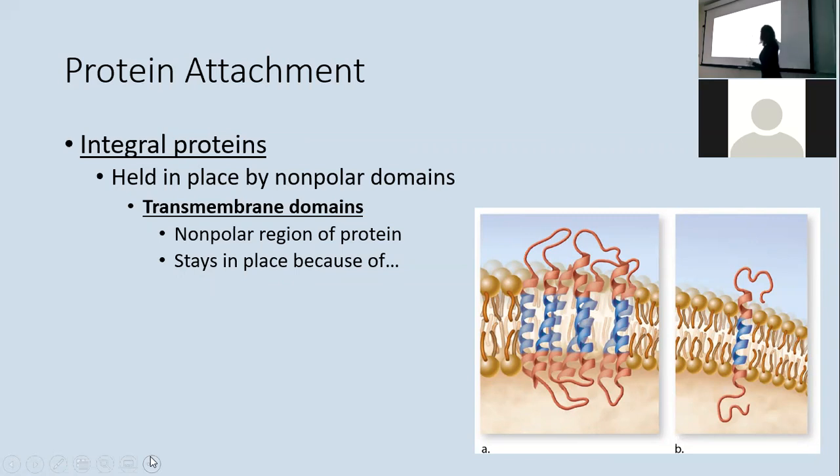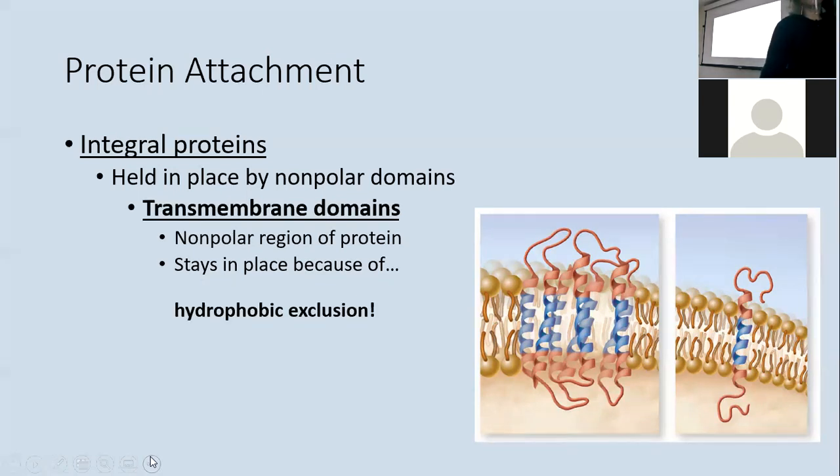Because we're all in aqueous environments. And so the water is going to push this non-polar stuff into the same place that it's pushed every other non-polar thing it's got. It all just gets clumped together. And so once these non-polar regions are in this non-polar area, this non-polar domain of the protein is stuck in the membrane. So we've got these integral proteins that get anchored inside the membrane by hydrophobic exclusion.